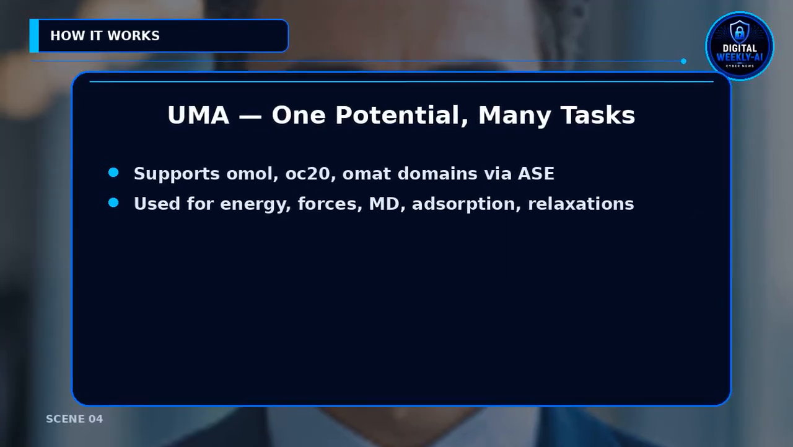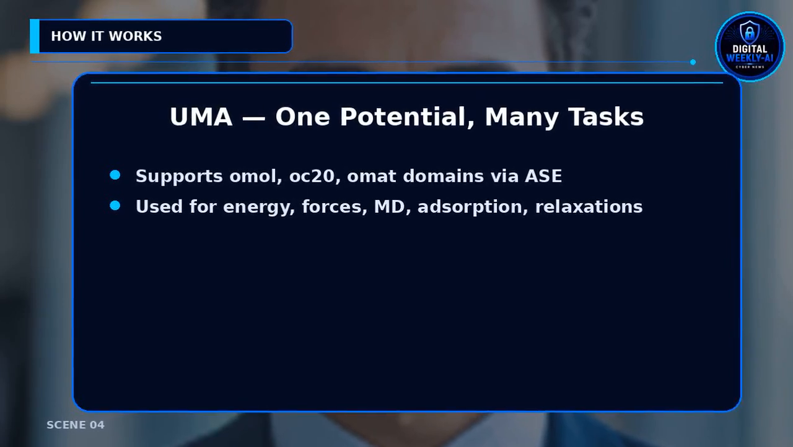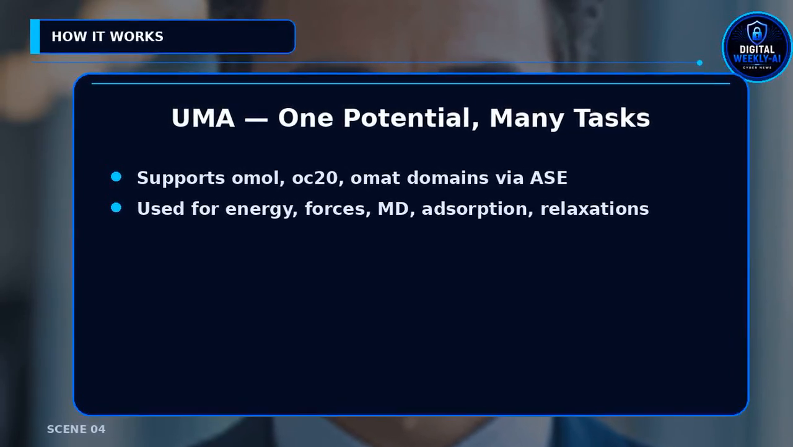FAIRChem V2 publishes a tutorial using UMA, a universal machine learning interatomic potential. UMA exposes task-specific calculators for the OMOL, OC20, and OMAT domains inside the atomic simulation environment. The same pre-trained potential runs energy and force prediction, geometry optimization, vibrational analysis, adsorption energy cycles, crystal relaxation, and molecular dynamics. Access to some UMA weights requires Hugging Face authentication.